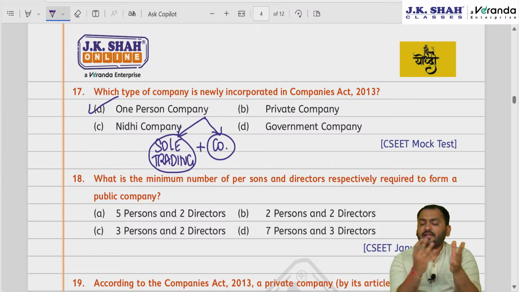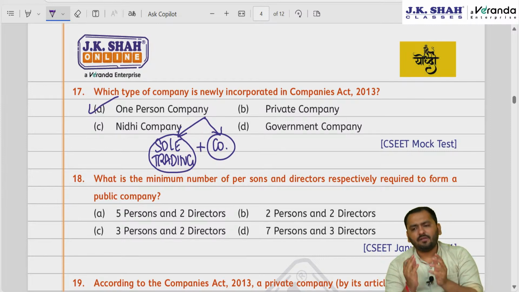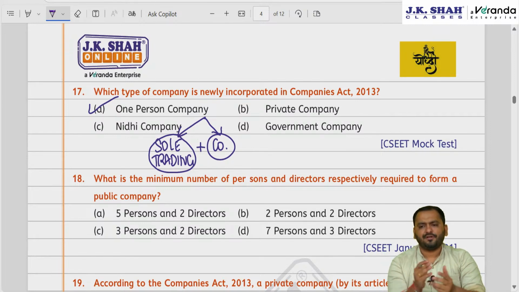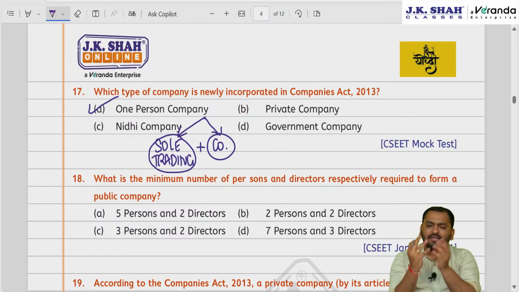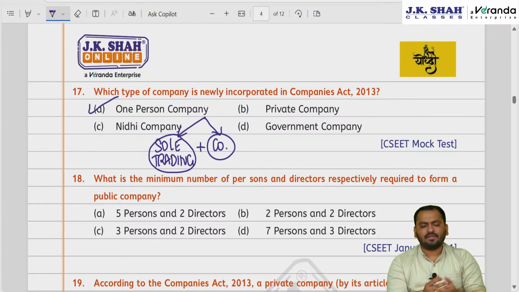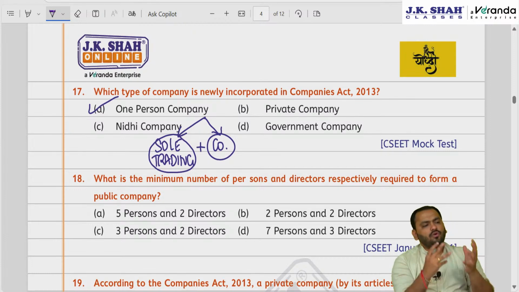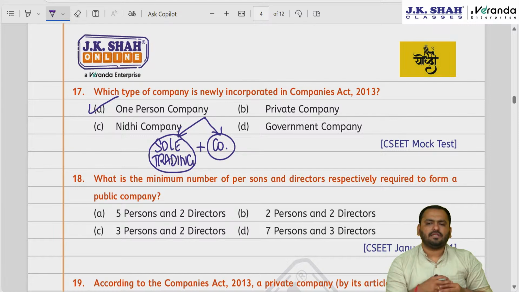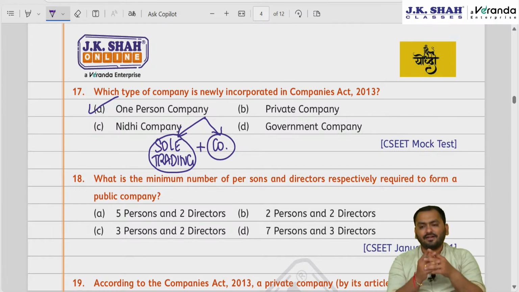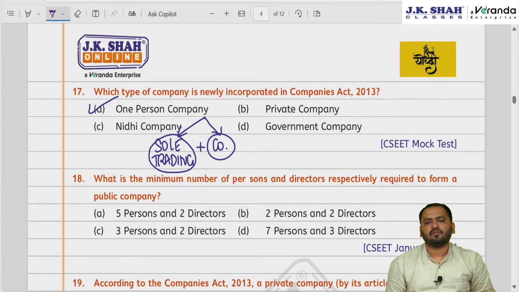Who can be that nominee? Any person other than a minor can be appointed as nominee. Who is that nominee? For example, if there is a One Person Company, how will we come to know who the nominee is for this company? The name of the nominee is written in the Memorandum of Association of that company.